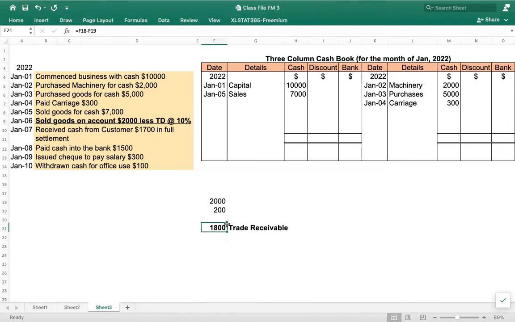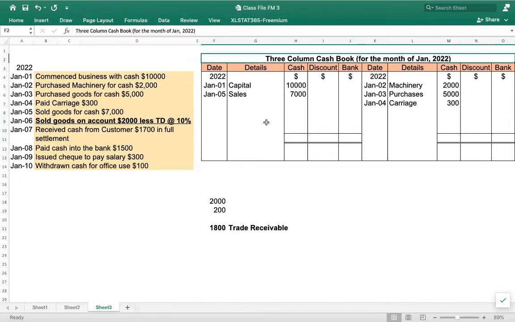1800. Because I already allowed him $200 discount. No need to pay. This is print price. This is discount. He owes me now 1800. Now, we are not going to record this because we sold goods on account. So this we are not going to record in the cash book, right? Okay. Now come to the next transaction.